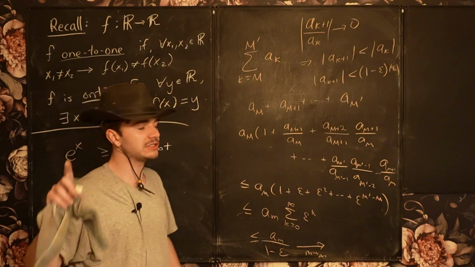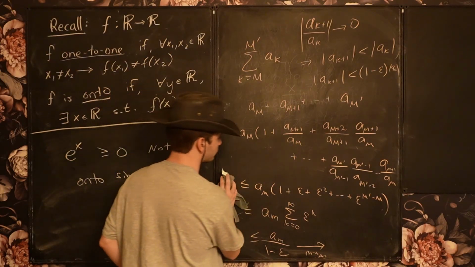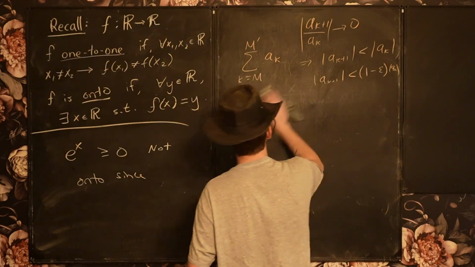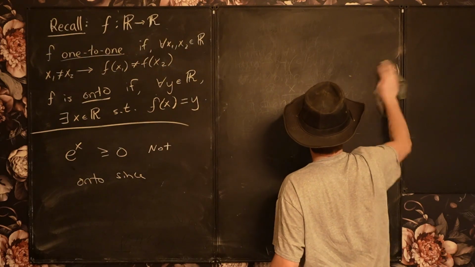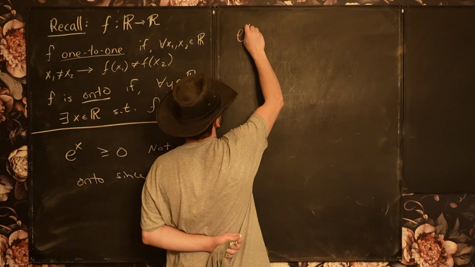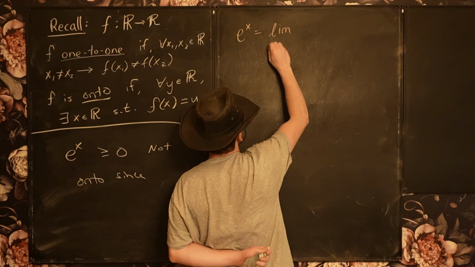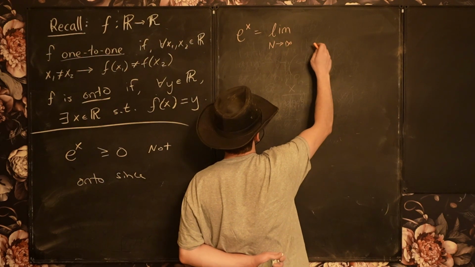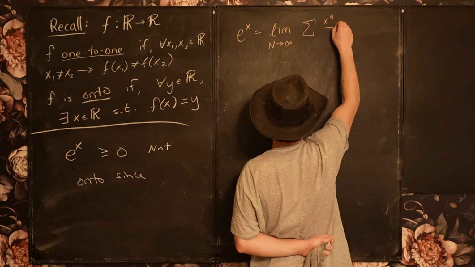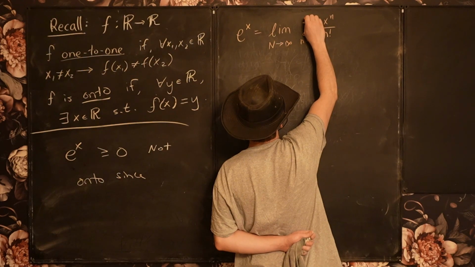Now that isn't a proof, that's just a bunch of scratch work. So let me show you the proof based on all this scratch work. Let's put all these ideas together real quick. So we're going to define e to the x as the limit as capital N goes to infinity of the series of x to the n over n factorial, where n goes from 0 to capital N.